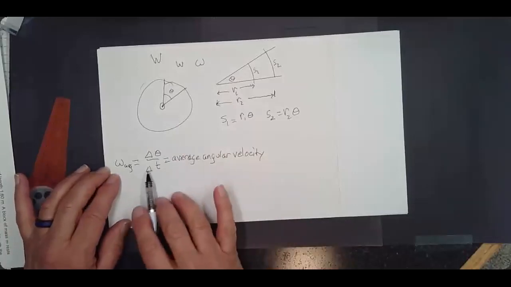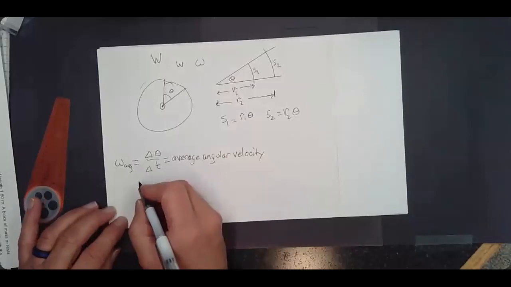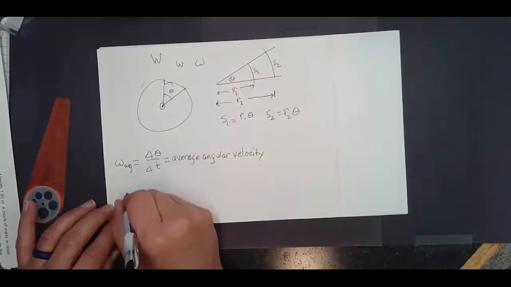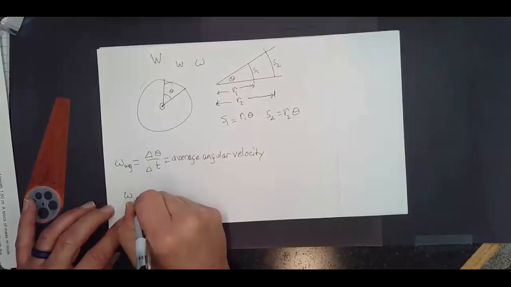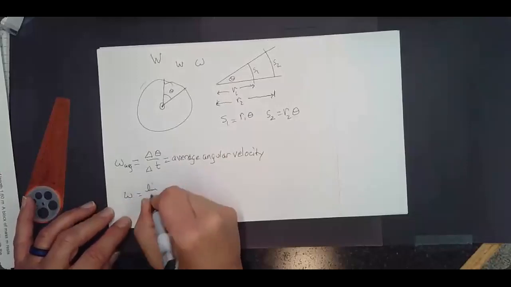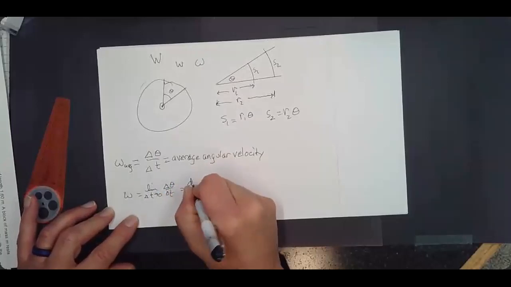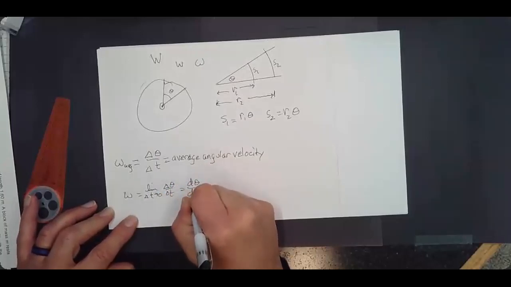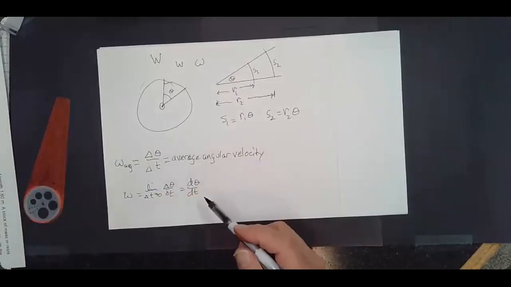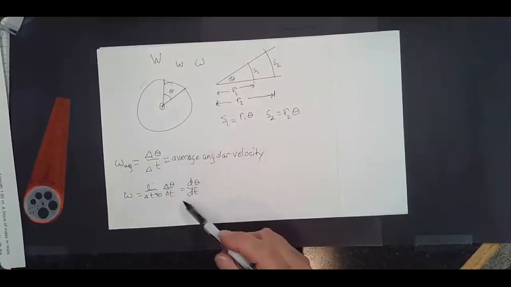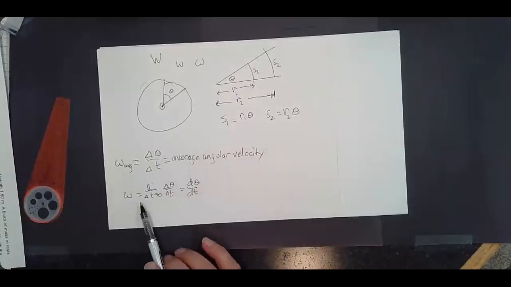Now we'll have average angular velocity. We'll also have instantaneous angular velocity, and this will be the limit as delta t goes towards 0 of delta theta over delta t. And in calculus, you might just write this as d theta dt. By now you've all done almost a quarter's worth of derivatives, and so that's the way that instantaneous angular velocity can work.